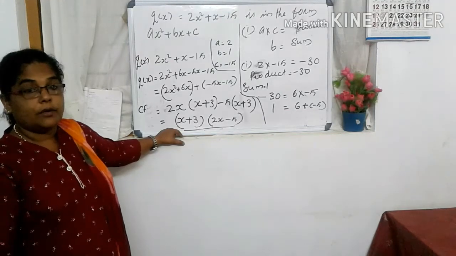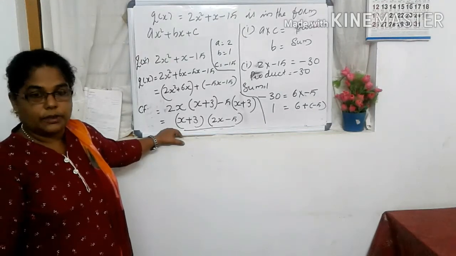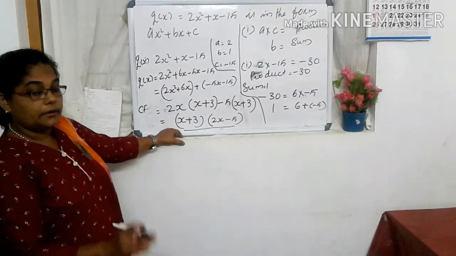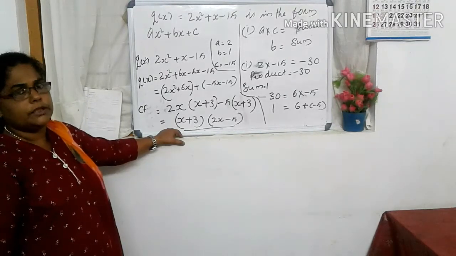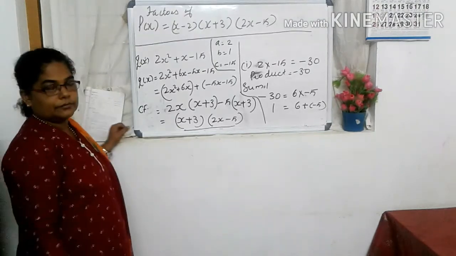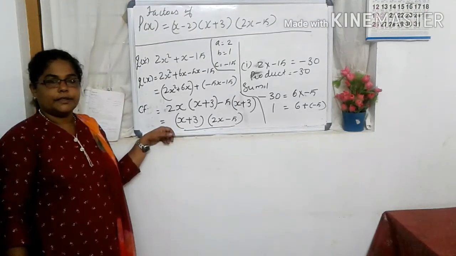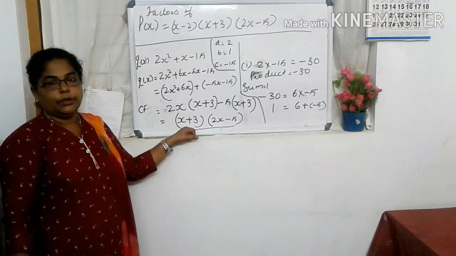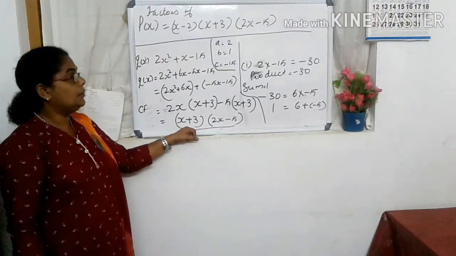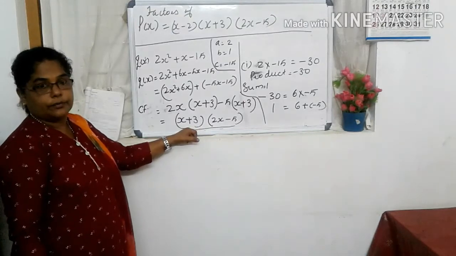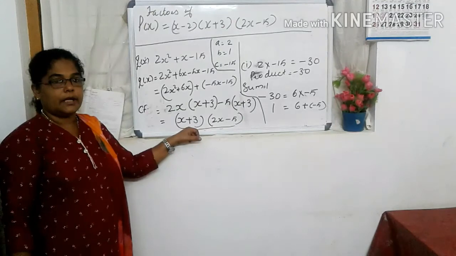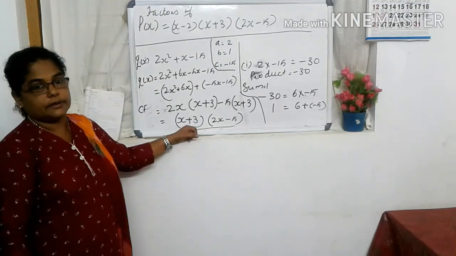So finally we have to write all the factors together one more time. Which is the first factor? Just turn your pages back and find out which is the first factor. Therefore, the factors of p of x are x minus 2 into x plus 3 into 2x minus 5. Okay, a little lengthy question. You have to write it 2-3 times and practice it.